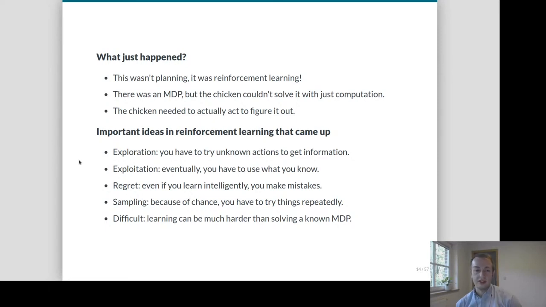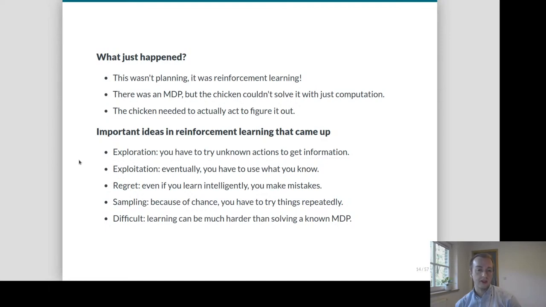And quite naturally, the chicken managed to solve this problem. But of course, the chicken didn't know about the MDP explicitly. It didn't know in advance what was the result of its actions. And even if it knew about the MDP, which is just nonsense, it could not solve it with just computations, because it's just a chicken. But most importantly, the chicken was in a case where the MDP was unknown to it, right? And so in this case, it could not make use of the algorithm that we have seen to solve the problem, right?